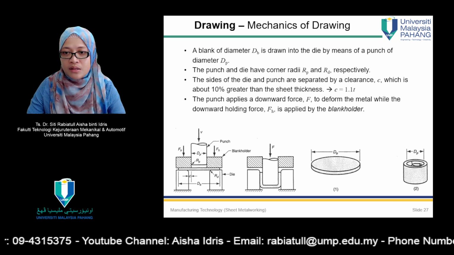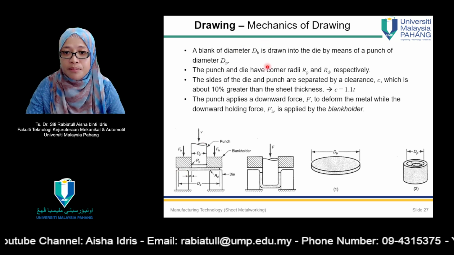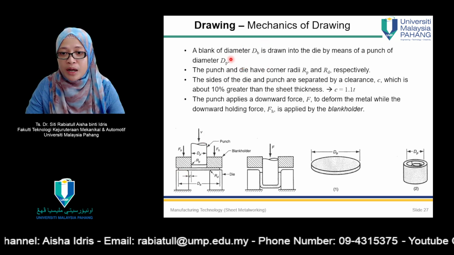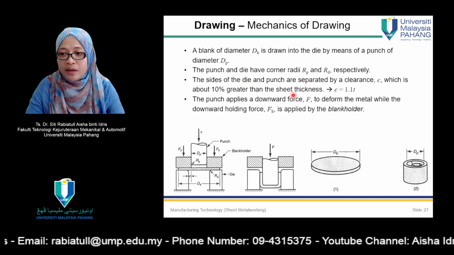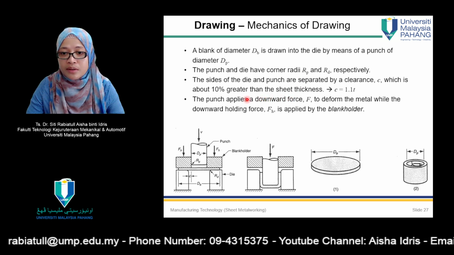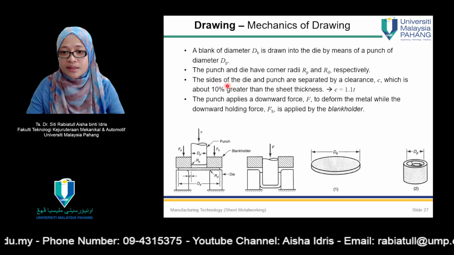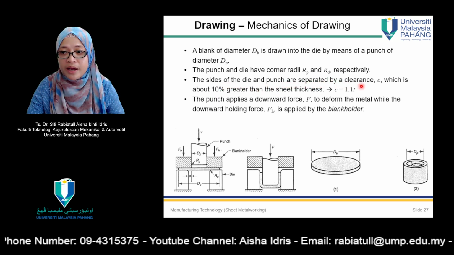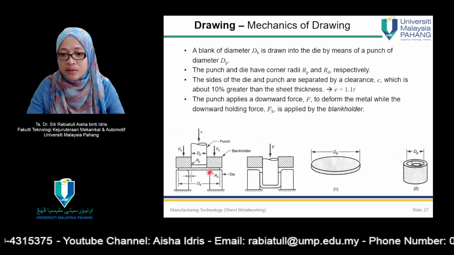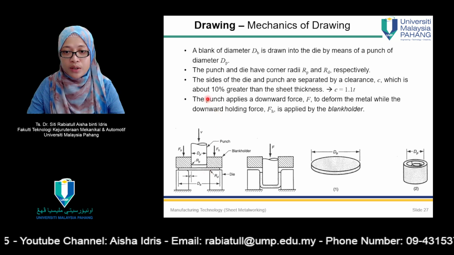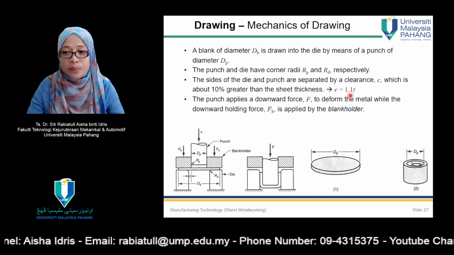And these are the terminology or symbols used in drawing, like Db, blank diameter, Dp, punch diameter, corner radius, punch radius, and the clearance. If you notice here, the sides of the die and punch are separated by a clearance C, and of course this side as well, with a value of about 10% greater than the sheet thickness, C equals 1.1 T.